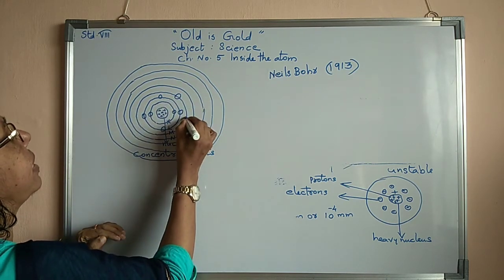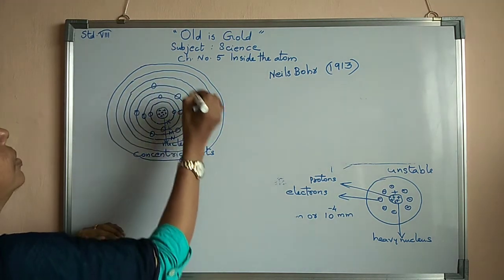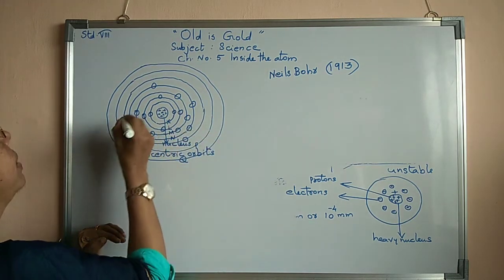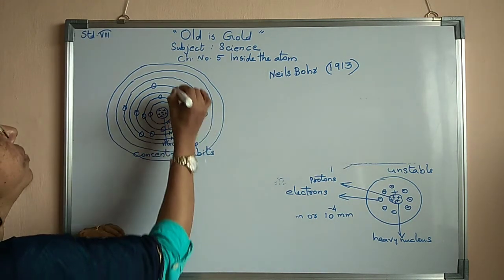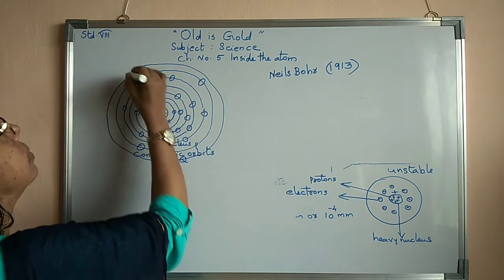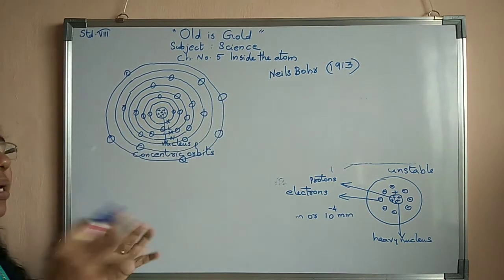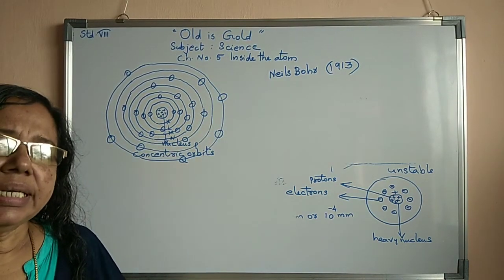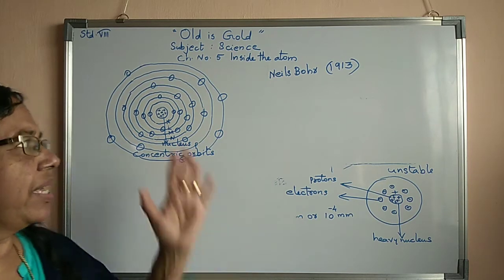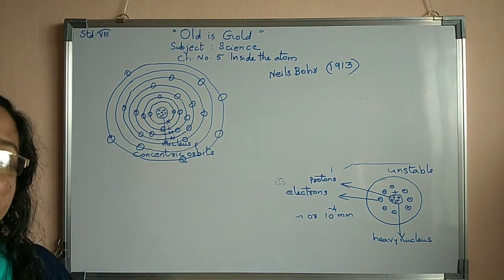I am not writing the correct number now. Different orbits have different numbers of electrons. Just imagine it that way. Different orbits are there, and they will have different numbers of electrons. Their numbers you will study later. But for now, think that each and every orbit will have a different number of electrons.